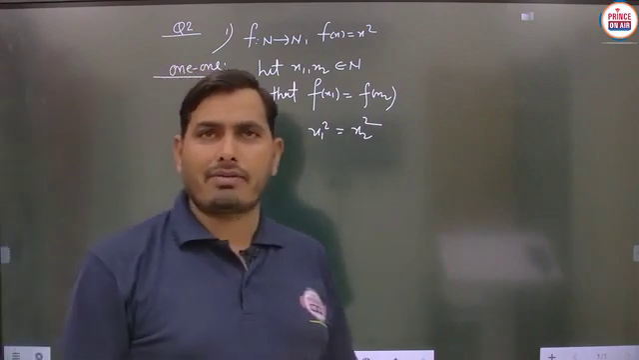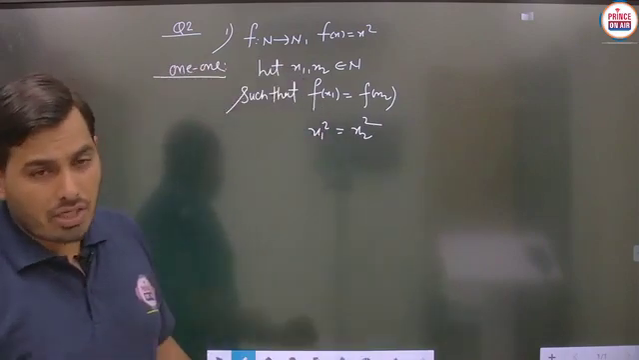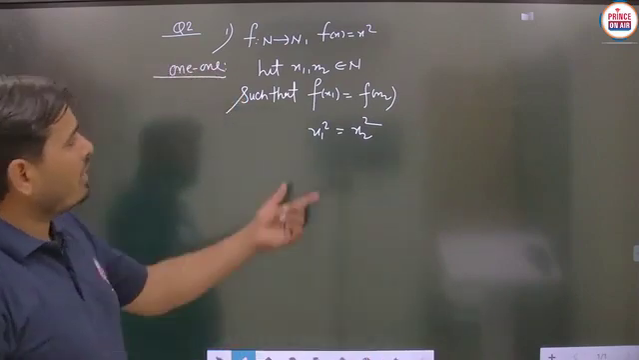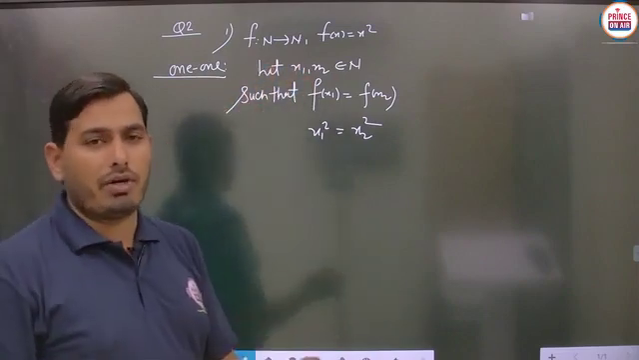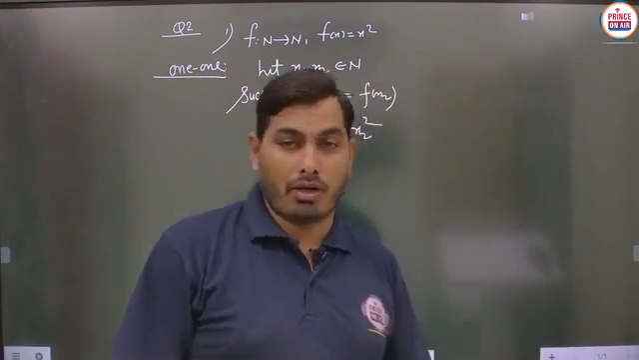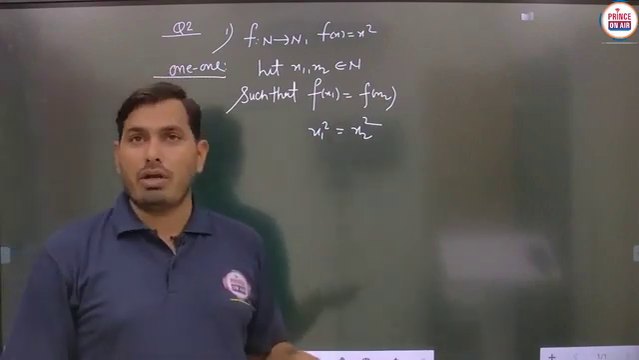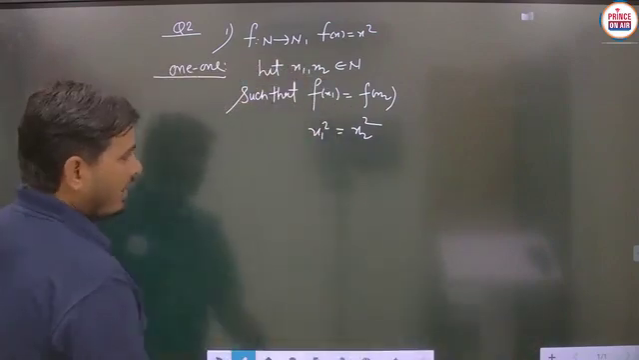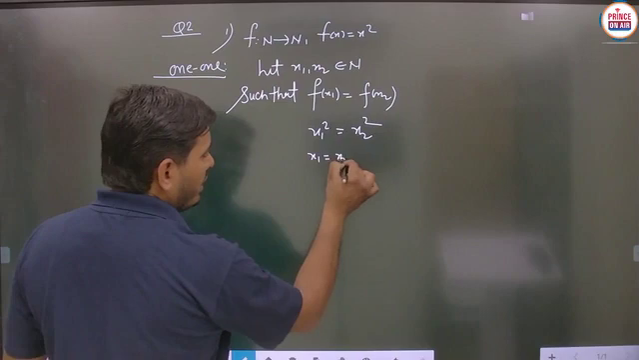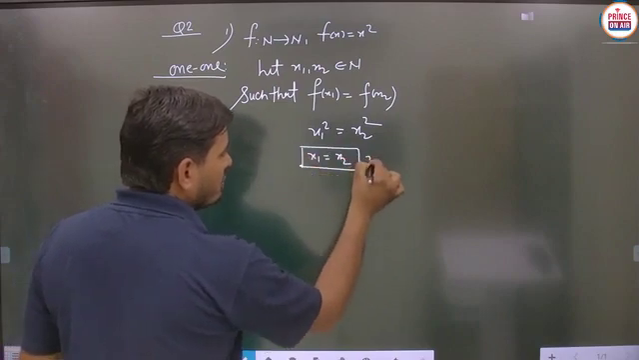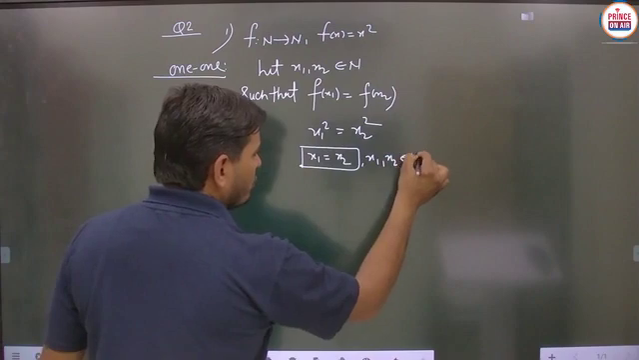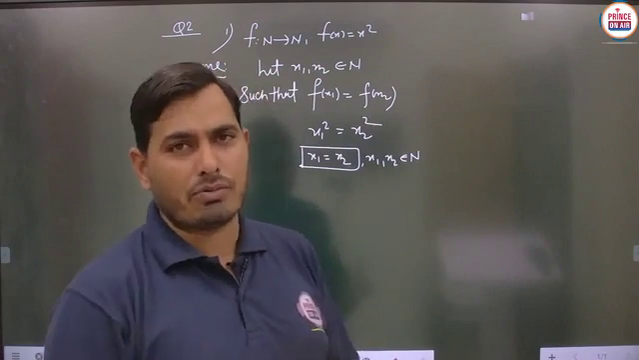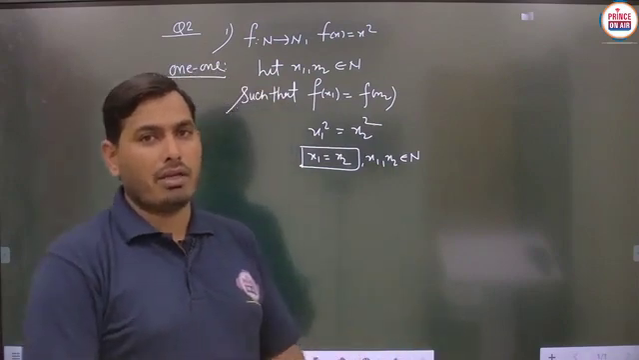Now, if x1 square equals x2 square, then in general we say x1 equals plus or minus x2. But in this case, what are x1 and x2? Both belong to the natural numbers, and no natural number can be negative. So here you will get the result x1 equals x2 only, not plus or minus x2, because x1, x2 both belong to the natural numbers only.